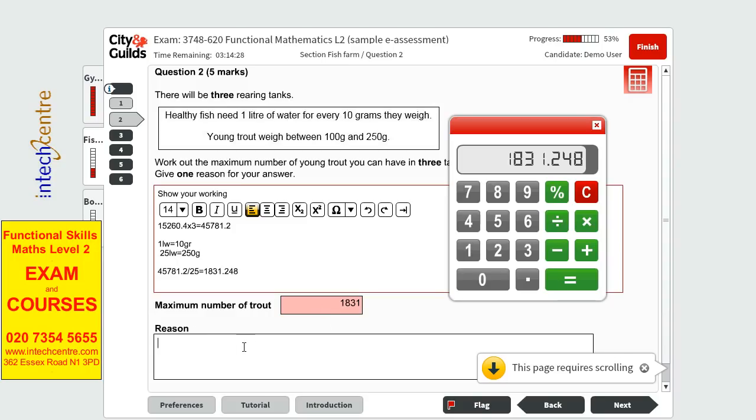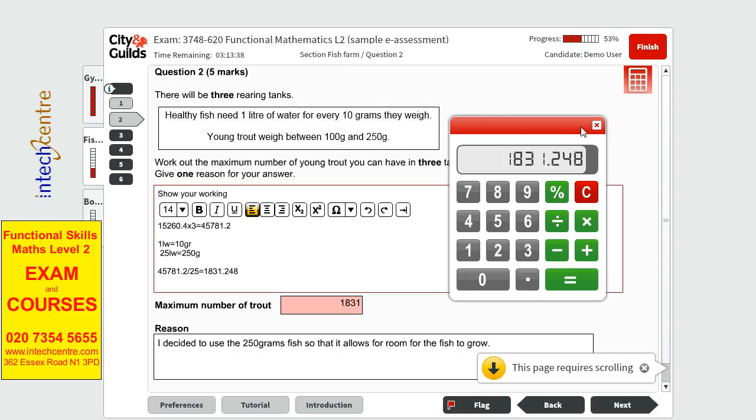Now a reason would be: I used the heaviest weight to allow enough room for the fish to grow, for example. Or a maximum number is when they're the smallest, so I use 100 gram fish. Either way is correct, so we'll go with the first one because we used the heaviest. I decided to use the 250 gram fish so that it allows room for the fish to grow.